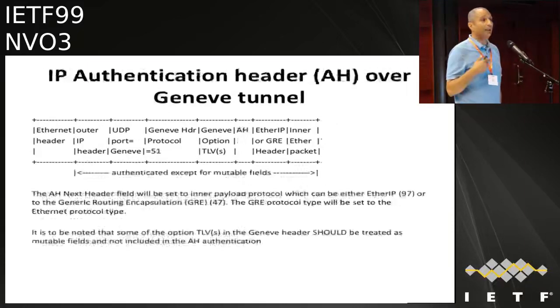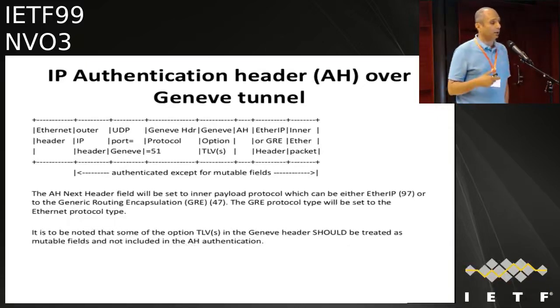The next slide here is for the AH. And AH again is another IP protocol, of type 51. And in here, same idea: we have the outer IP header for the Geneve tunnel, then the UDP header with the port equal to Geneve, then the Geneve header with next protocol 51. Then we have the option TLVs, the authentication header of the IPsec, then again the GRE and the inner payload.